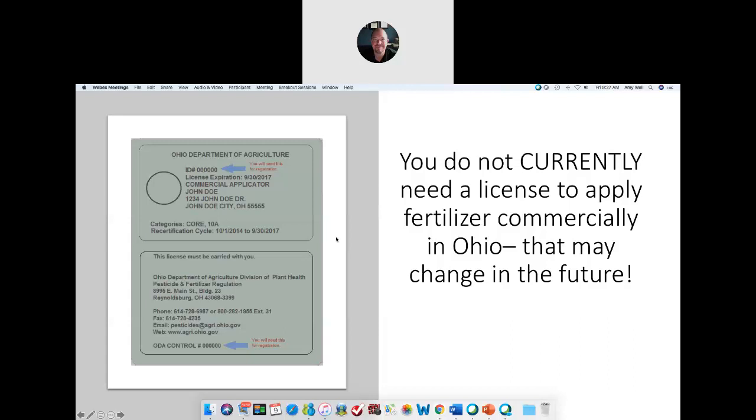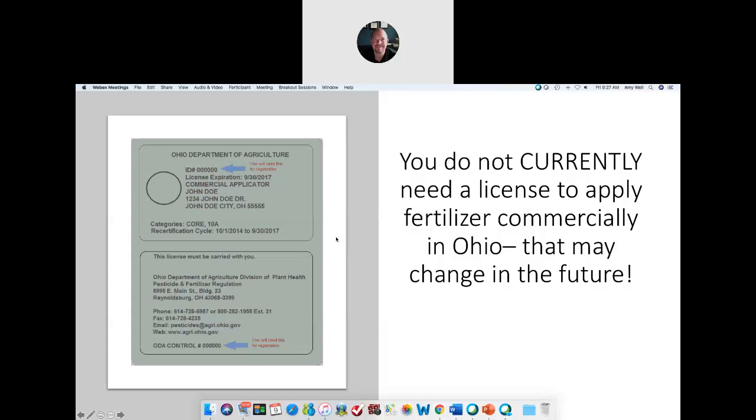Again, this is a pesticide applicator's license. There are no pesticides in a straight fertilizer, but combination products like fertilizers with crabgrass preventers, fertilizers with insecticides, fertilizers with broadleaf weed control, those all contain pesticides.